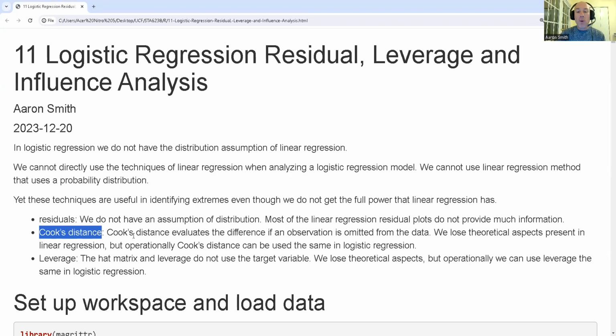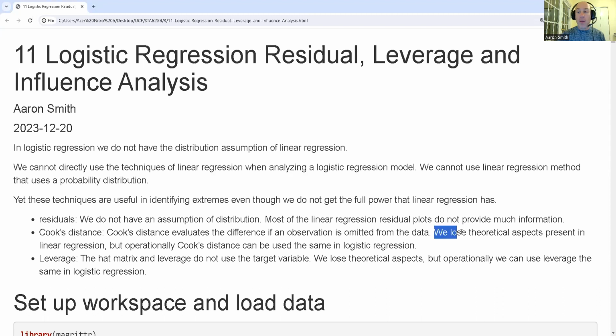Cook's distance evaluates the difference if an observation is omitted from the data. So here, I'm going to fit my model with all my data, and then look at the coefficients. Then I'm going to refit the model, but remove that one observation, and look at the coefficients. If I see a big change in the coefficients, then I know that there is something going on with this observation that is having more influence than other observations. It might be a rare occurrence, very normal, very natural, or there might be a mistake, there might be an error, there might be cheating. We don't know. We have to double check it.